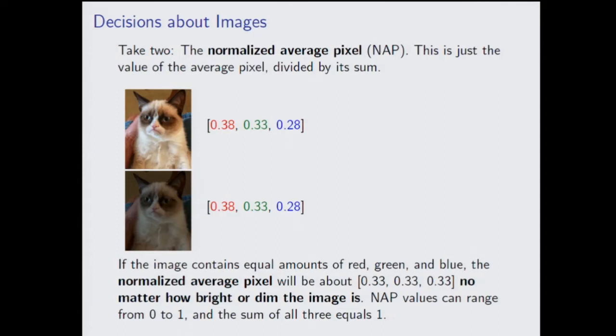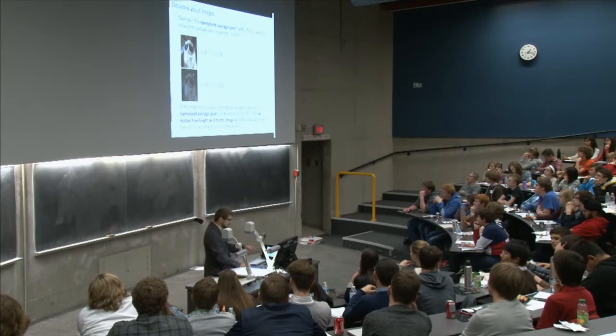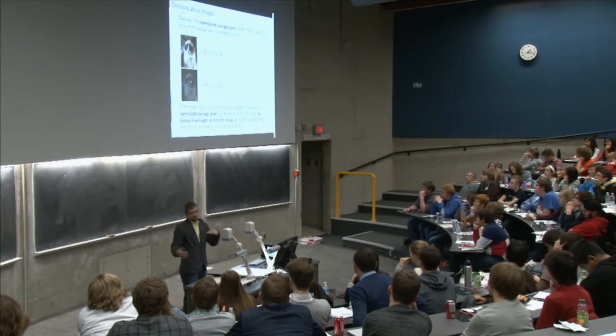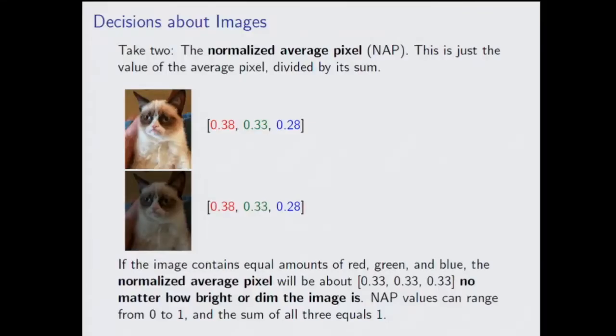But for the normalized average pixel, I just divided each one of those things by the sum of all three, and I get a number between 0 and 1 for each of them. And I can still see that there's more red than anything else, for example. And the advantage of doing this is that even if I take another image that's maybe overall darker or overall brighter, I get the same normalized average pixel, which is nice because that means that we can treat two images that have the same colors in them but are different brightnesses. We'll treat those as being exactly the same, okay?